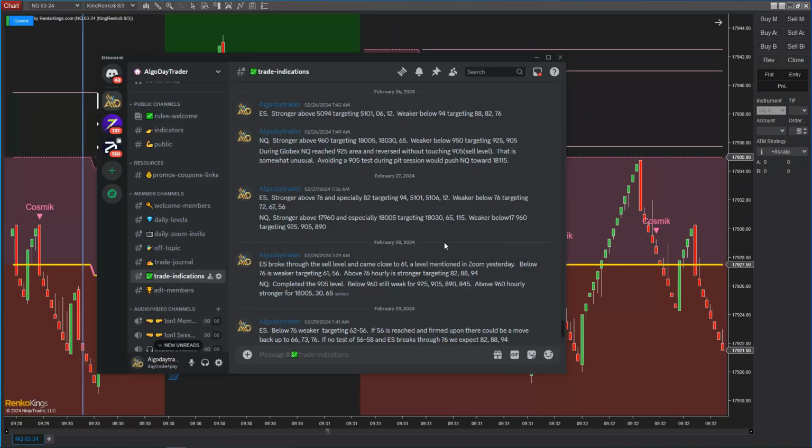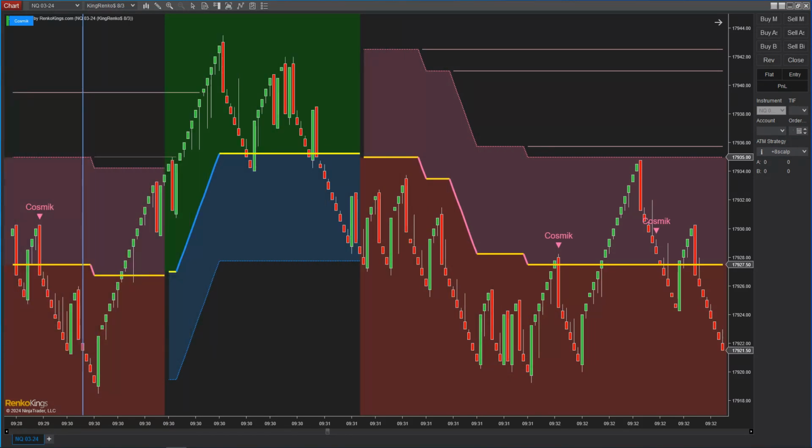Okay, so on Wednesday, the 28th, it was below 960. Below 960 is weaker, meaning that now I'm looking for short trades on Wednesday as the market opens up. It opens up at 920, that's below 960. Bounce up, but cannot break through 960, so this tells me again, market is weaker. I am looking for shorts.